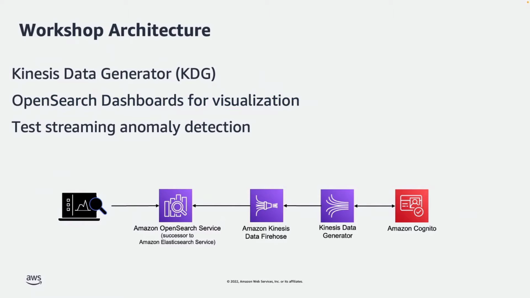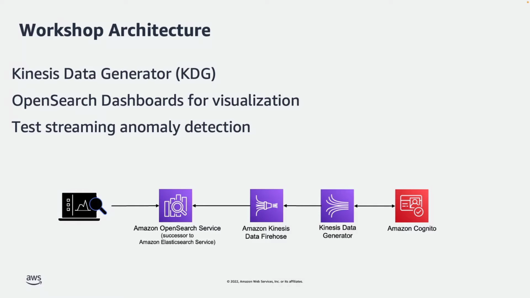So let's talk about what we are going to do in the workshop. We are going to collect the Apache server web logs from the application, and then we are going to use Kinesis Data Generator, a tool to generate some Apache web server logs. And then we are going to use Kinesis Data Firehose to deliver the data into Amazon OpenSearch Service. And then we will create a couple of dashboards by using Amazon OpenSearch Dashboards to see your Apache server logs.